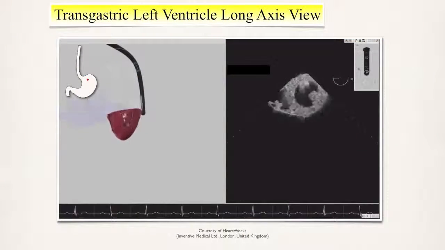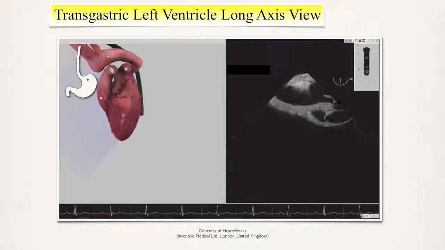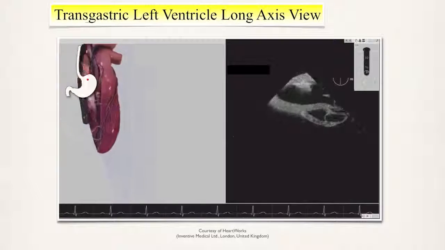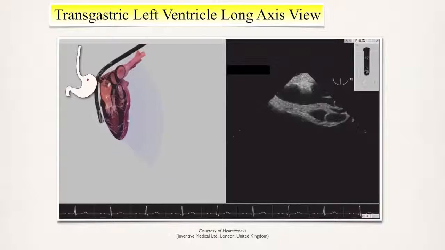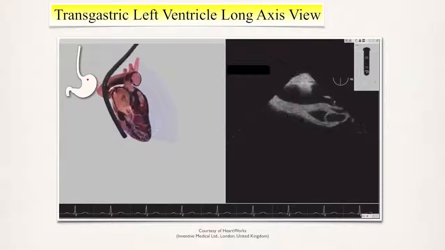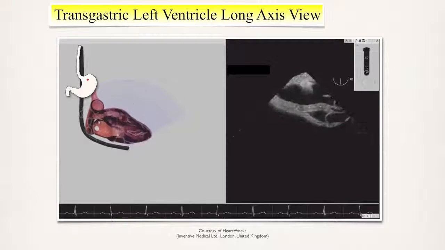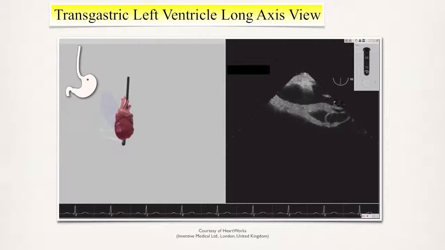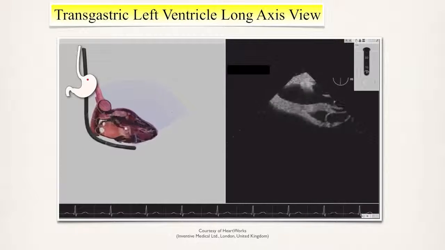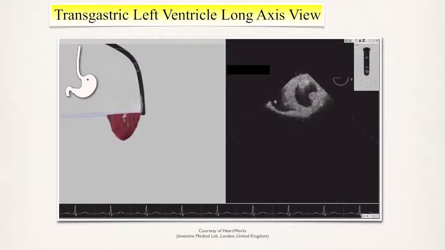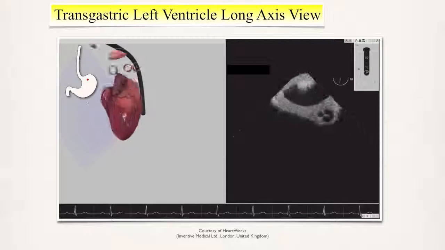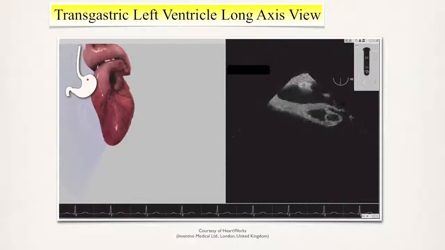In tracing the evolution of the long axis view as the probe is rotated from 0 to 90 degrees, this video helps to orient you to the position of the probe in relationship to the heart. It also demonstrates the ability to evaluate the papillary muscles, chordae, and subvalvular structure of the mitral valve.